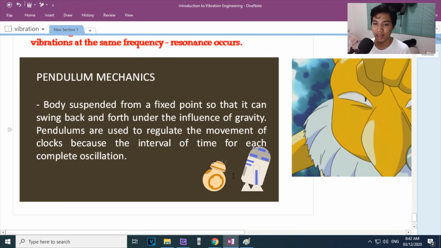Now, pendulum mechanics. A body suspended from a fixed point so that it can swing back and forth under the influence of gravity. Okay? Self-explanatory na. So, kapag nandito ang iyong pendulum, it stores the maximum potential energy. Pag bumaba siya to its lowest point, it has the maximum kinetic but zero potential. Pag nasa taas, zero kinetic, maximum potential. Nasa baba, maximum kinetic, zero potential, aakyat ulit yan. Hanggang sa mag-lessen na mag-lessen yung kanyang energy store, hanggang sa huminto na siya. Okay? And that is vibration for you.